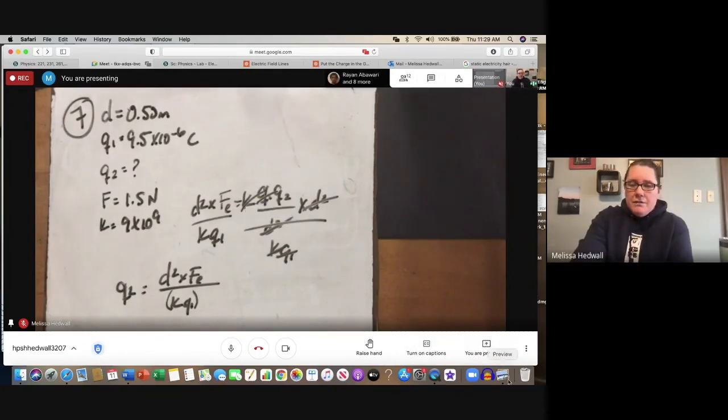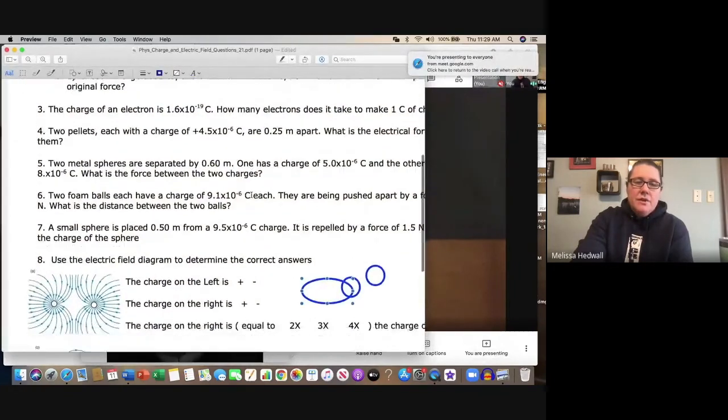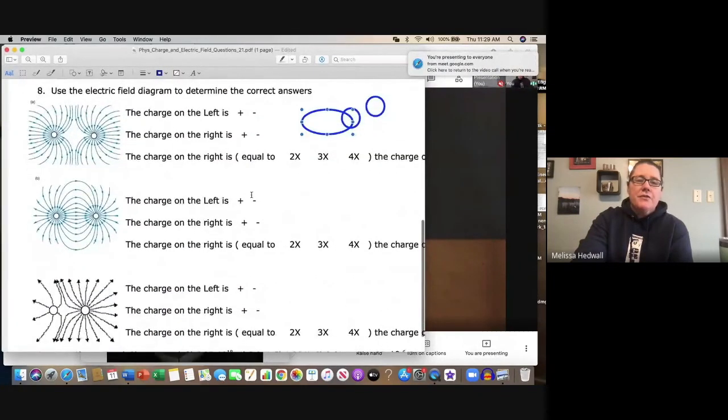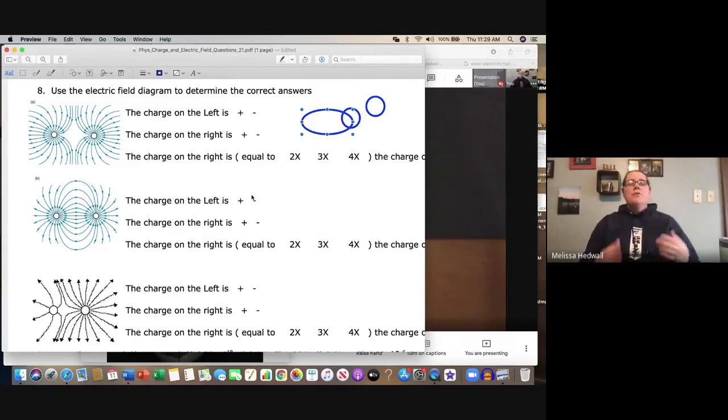I'm going to shift over here and look at number 8. So number 8 has 3 different electric field drawings, and you're using what you know about these to figure out what's happening. It says use the electric field diagram to determine the correct answer. So the charge on the left is positive or negative. The charge on the right is positive or negative. And the charge on the right is equal to 2 times, 3 times, 4 times the charge on the left.